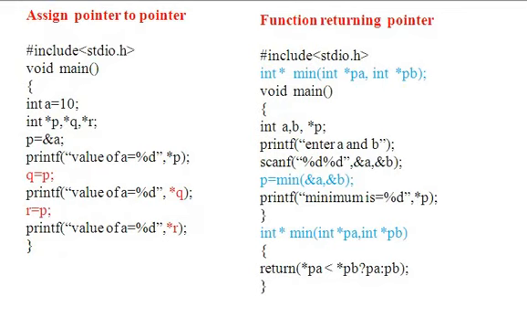So look at the first program. How many pointers we have? Three pointers P, Q, R. P is equal to &A, means P holds address of A. So if P holds address of A, then *P holds value of A.